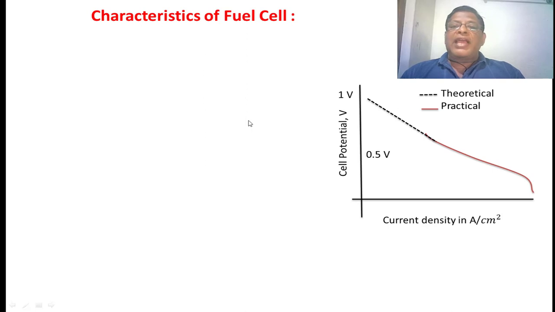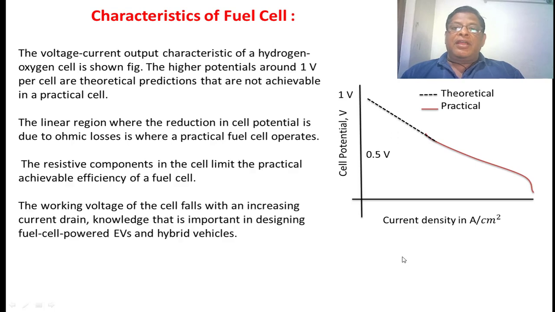Now we are going to see the characteristics of a fuel cell. On the x-axis we have taken the current and on the y-axis voltage. Theoretically, the voltage given by the fuel cell is almost near to 1, but practically it is not possible. The theoretical value is denoted in this graph by the dotted line, while the practical value is denoted by the red line. The practical voltage will reduce as the current of the fuel cell increases. That is due to the internal resistance of a fuel cell.